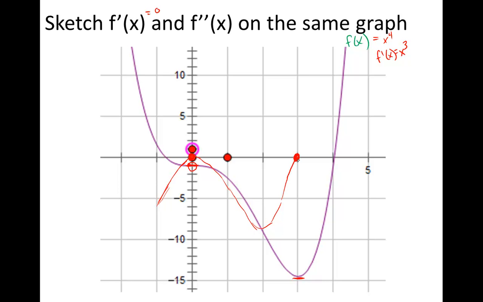So I get back to 0. And then after this, note that the slope is positive, positive, positive. And so I continue with a positive slope. And note that that does look roughly like a cubic function.